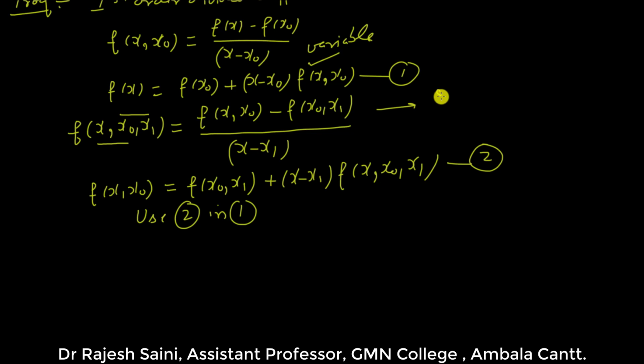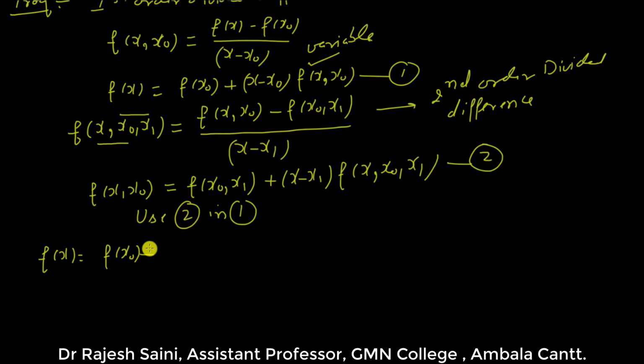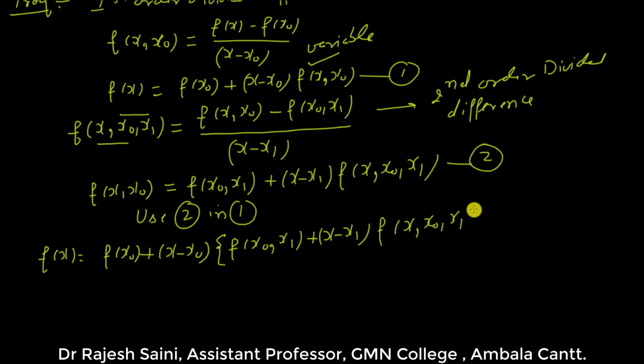This is the second order divided difference. You could write it over here. Fine. Now use 2 in 1. What will you get? Here is 2, I am going to use it in 1. So you will get f of x is equal to f of x naught, plus x minus x naught. Here are the curly braces, and I am going to put in this value: f of x naught, x1 plus x minus x1 f of x, x naught, x1.